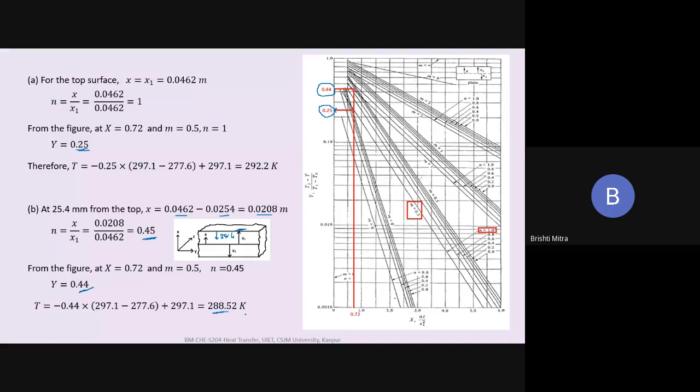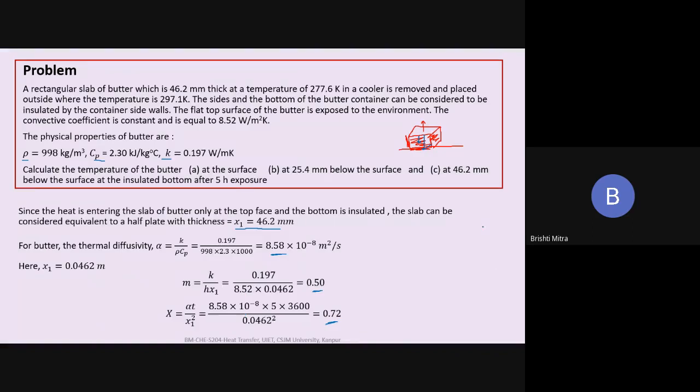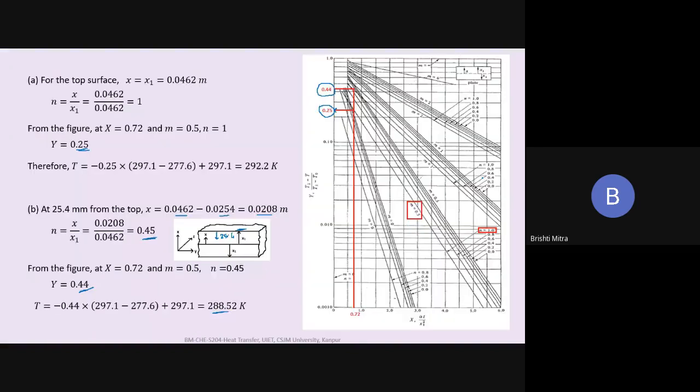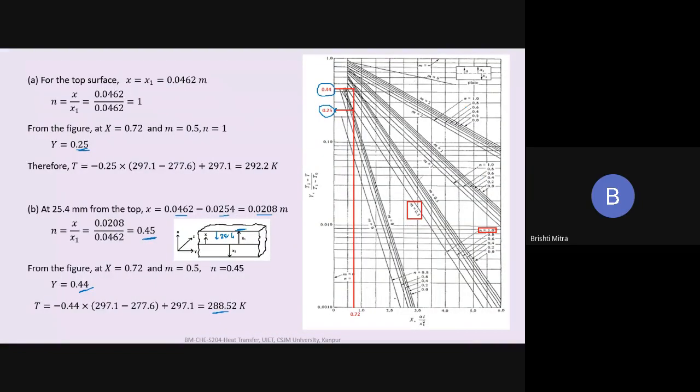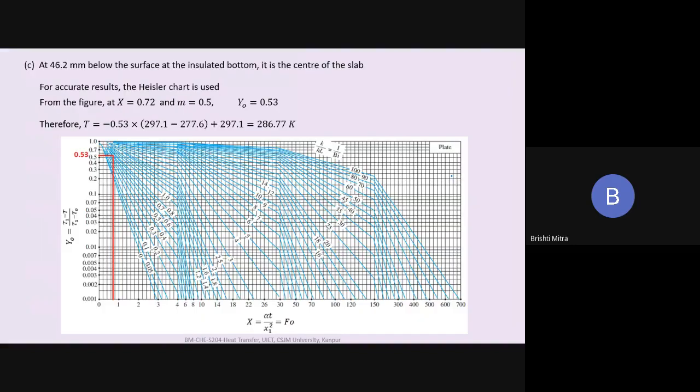All right. And the last one is where we were asked to find out the temperature at 46.2 millimeter below the surface at the insulated bottom. Because it is the center value that we want to find out, instead of using this particular figure, I will use the Heisler chart, which will give me more accurate answers. So for the Heisler charts, my x value is again 0.72, my m value is 0.5, and we can use this out here.